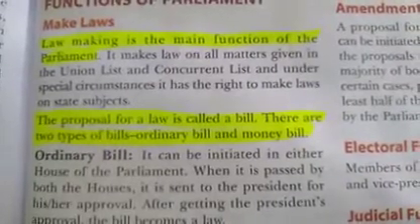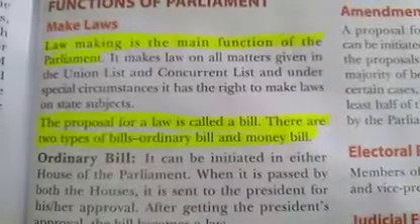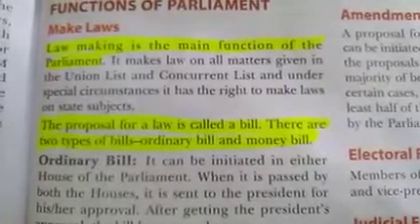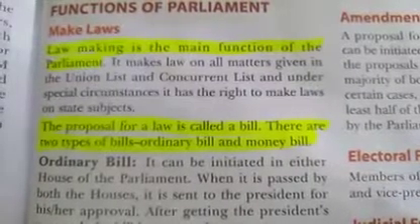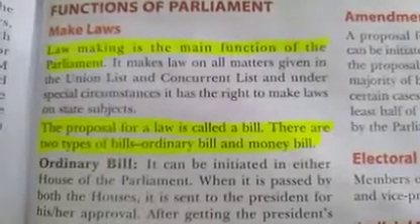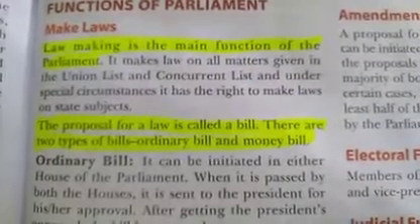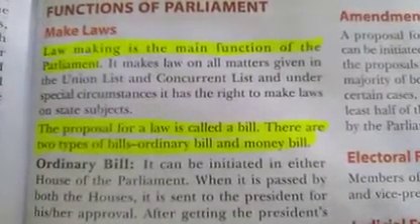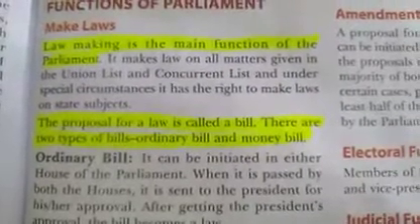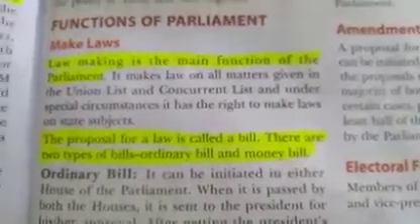Now listen, what do you mean by union list, what is concurrent list, and what is state subjects? You have discussed this in class 6 and class 7. If you remember, union list refers to the list of work to be done by the central government, as we are following federalism, isn't it? Concurrent list is the list of work where state and central government both work together, and state subjects, that is the state list, is the list of works which is to be done by the state government.